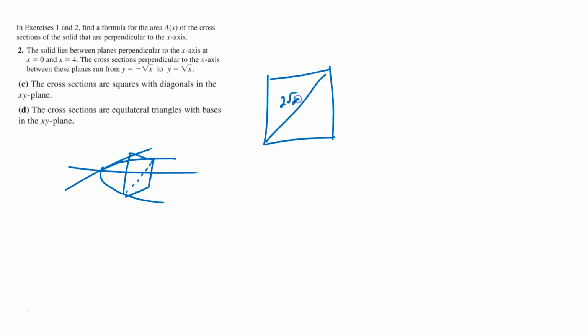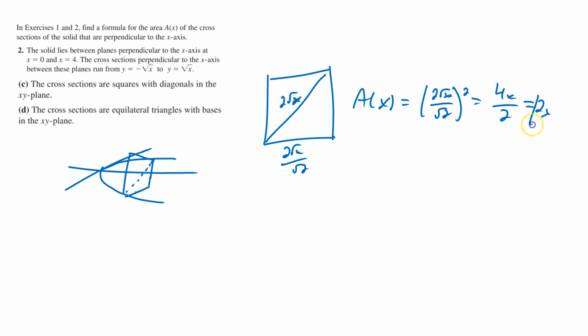So you have a square. Diagonal has a length of 2 root x. Now remember, we did this in the last problem too, right? To get the side length, it's going to be this diagonal divided by root 2. So we have 2 root x over root 2. So the area at any x value is going to be 2 root x over root 2 squared, which is 4x over 2, which is 2x. There we go. If you wanted the volume, you would integrate that from 0 to 4, right? Because they said they want us to stop at 4.